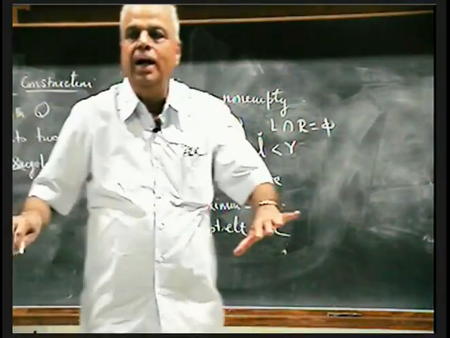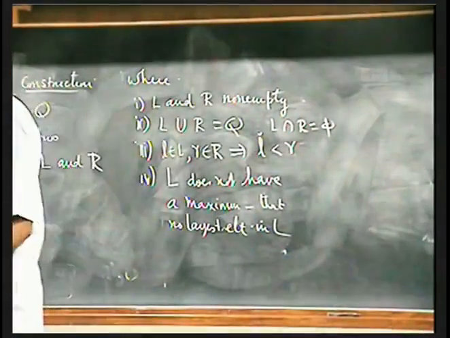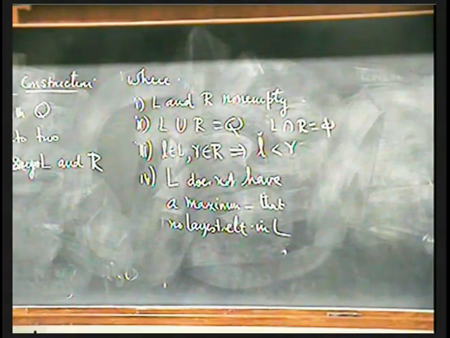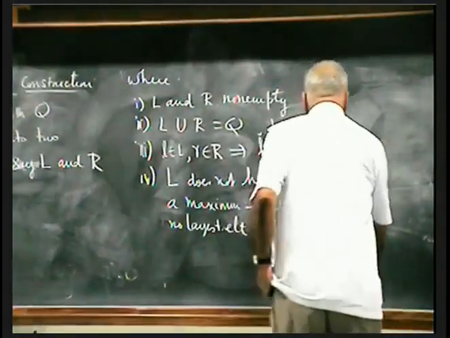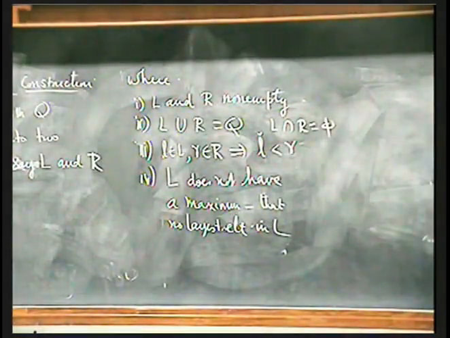So I have these two bags. Everybody in this bag is smaller than everybody in this bag. This fellow does not have a maximum. That fellow may have a minimum or may not have a minimum. So let's look at some examples.